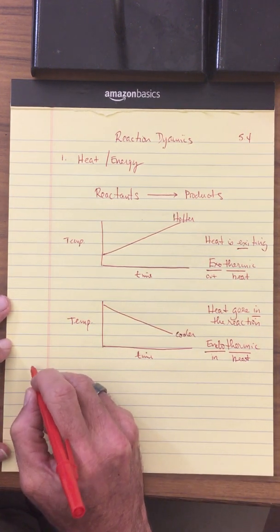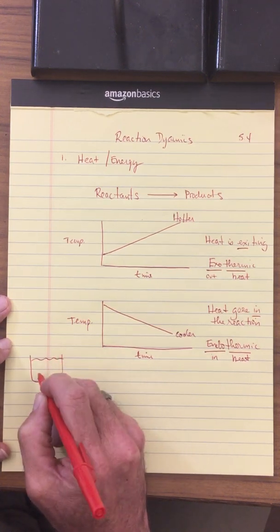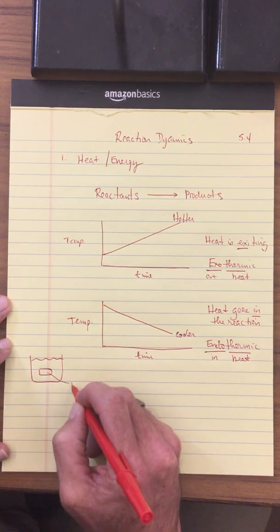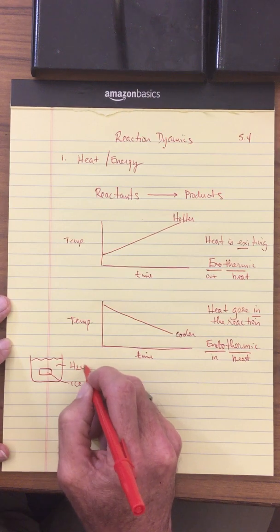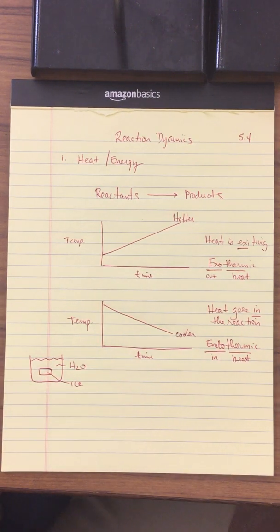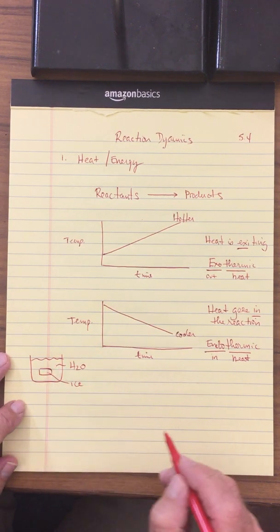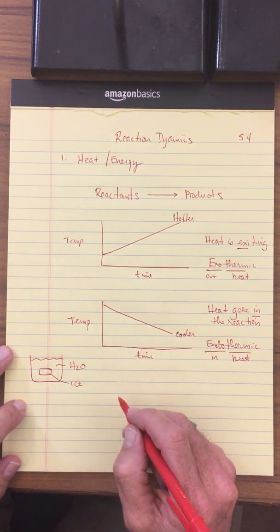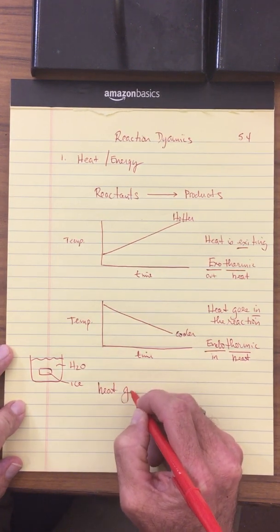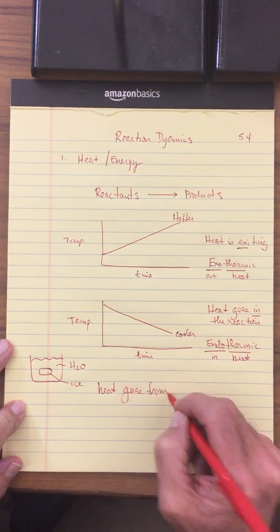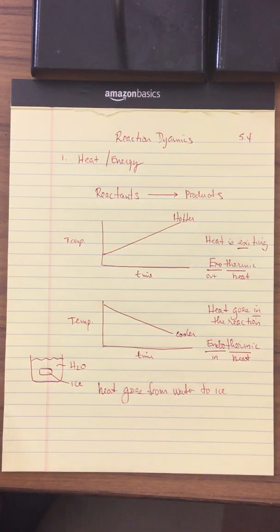So the endothermic reaction, our example can be melting ice. So if you have your ice right here, and here you have your liquid water, where is the heat going to go? Well, in order to melt the ice, there's more heat in the water. The heat goes from the water to the ice. Heat goes from water to ice.